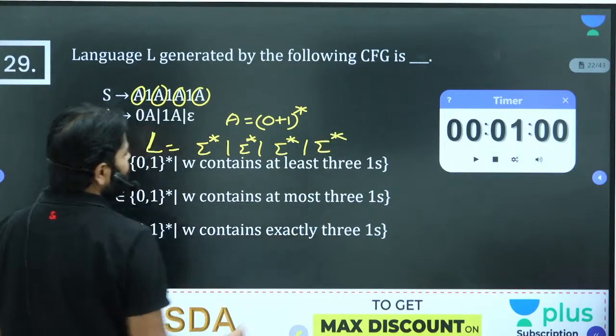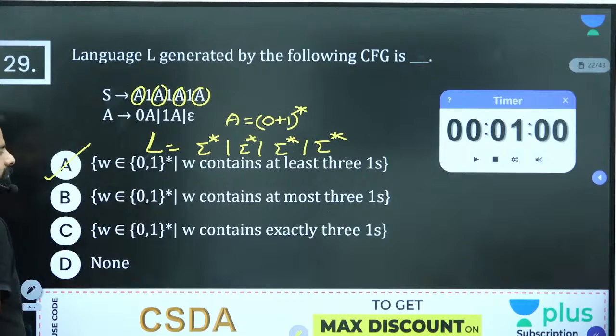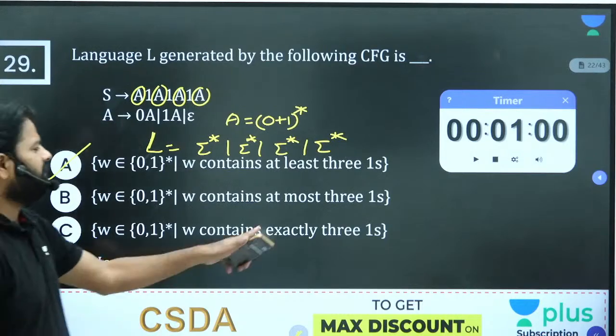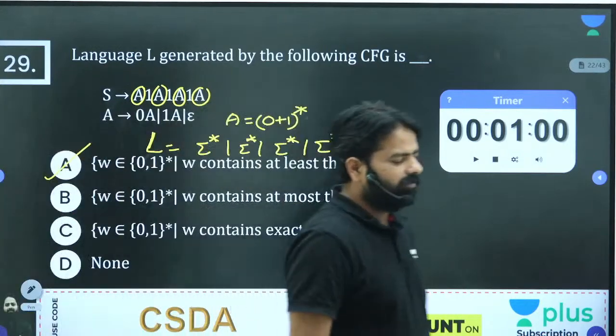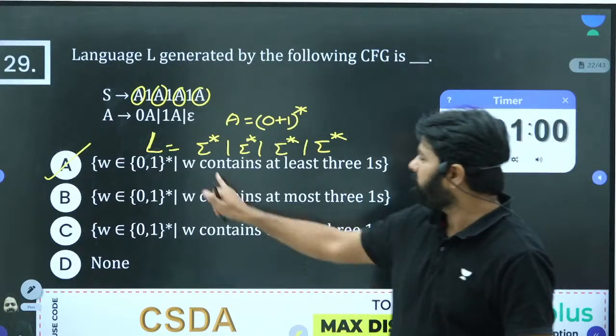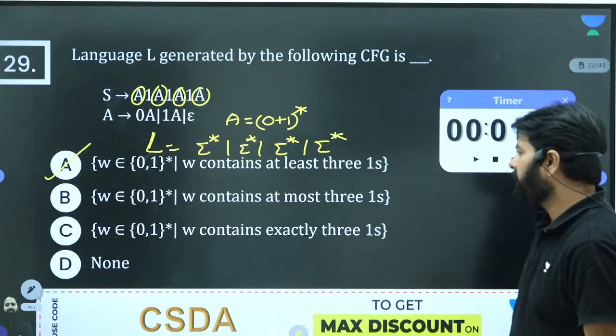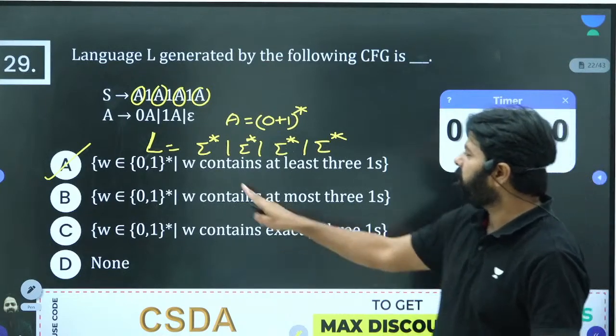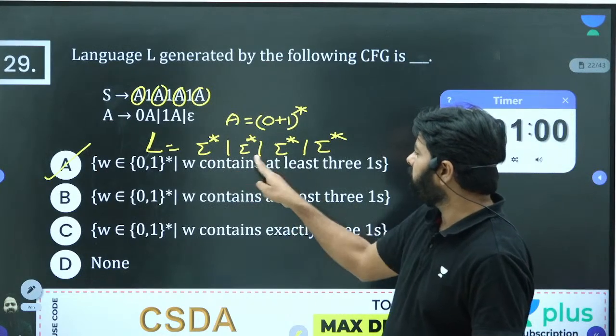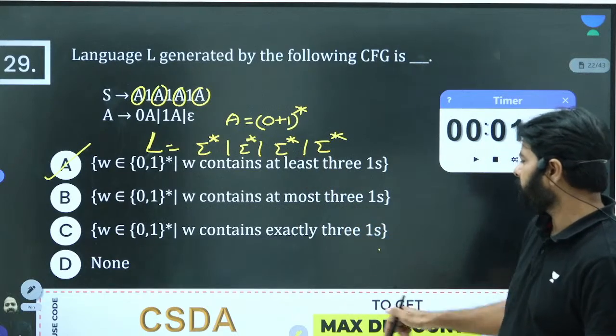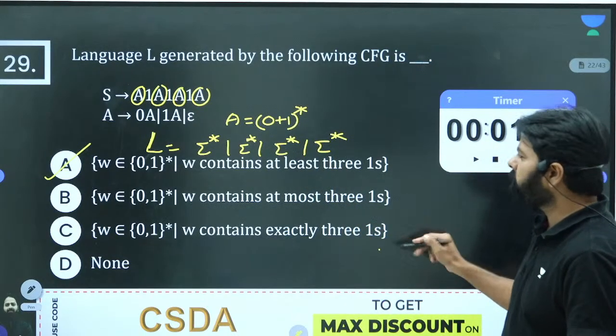So is it at least 3 ones or not? If it is at most 3 ones, then you will have only 0 stars here, and in place of 1 you will have epsilon or 1. Exactly 3 ones means 1 1 1 with 0 star 0 star 0 star 0 star, as in option C. These two expressions look different.